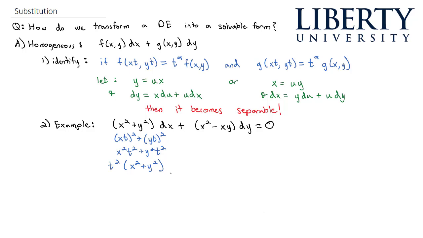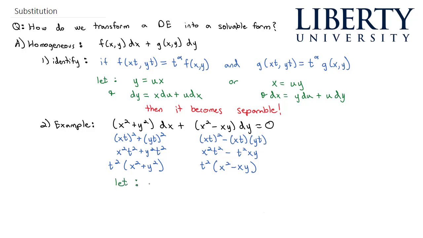That's a good sign, but it has to work on both sides. So let's try that. Replace the x with xt, replace the y with yt, and we get x squared t squared minus t squared xy. And sure enough, we can pull out the t squared, which leaves behind x squared minus xy, the original expression. So it works. We have a homogeneous first-order differential equation. We can now make a substitution in order to make it into a separable.